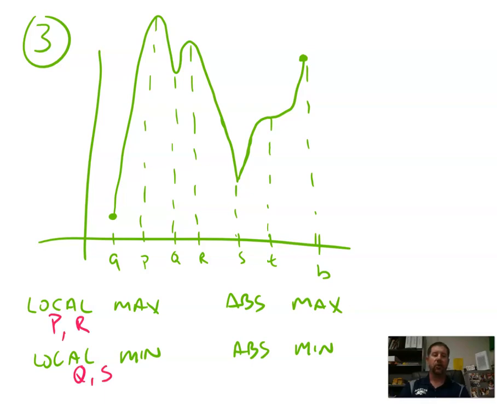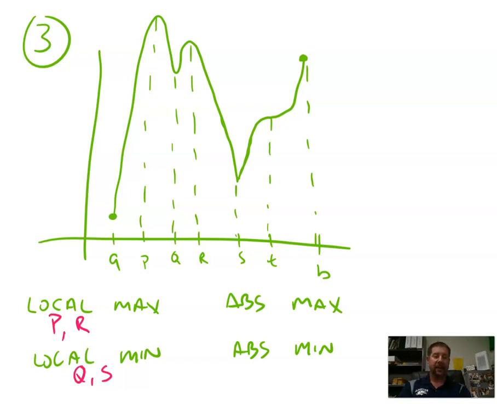Okay, here are our local mins and maxes. P and R are local maxes. Q and S are the local mins. Endpoints, again, cannot be local or relative mins or maxes, just so we know. When we start talking about absolute mins and maxes, that's when we need to start looking at endpoints.